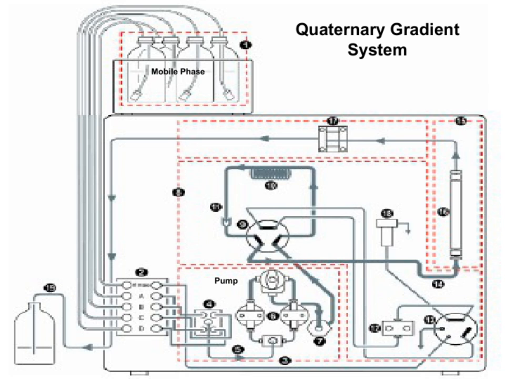Now, to manage the complex requirements of different analyses, we often use a quaternary gradient system. This system allows us to mix 4 different solvents in precise ratios, and we can change these ratios during the run. This flexibility is especially important when dealing with complex samples or when we need to optimize our separation.